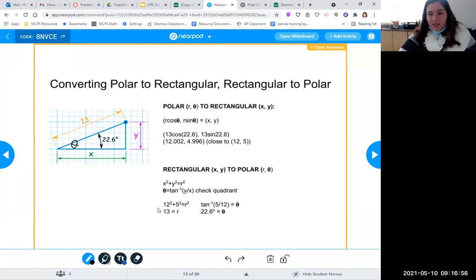You have to add 180 degrees if you know that your actual angle is in quadrant 2, but your calculator says it's in quadrant 4. So just make sure you check. Right, and we can see that when we convert this back, it ends up being 22.6.